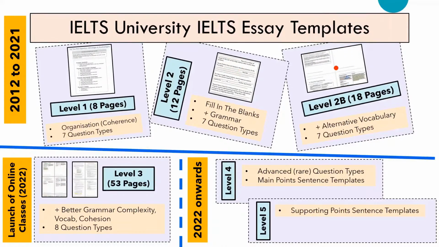to 2021 or so, this was what I gave my students, and this is basically the majority of my students who really passed. Really, it started from them using this, okay, from 2016 onwards. Most of the 450 IELTS passes because they use this, right? And with the launch of my online IELTS classes in 2022, I've come up with what I call level 3, much better in grammar complexity, in vocab, in cohesion, etc., etc. 53 pages in total, right? This has just been released. So most of the testimonials, the comments that you've seen were about my previous materials, not this one.